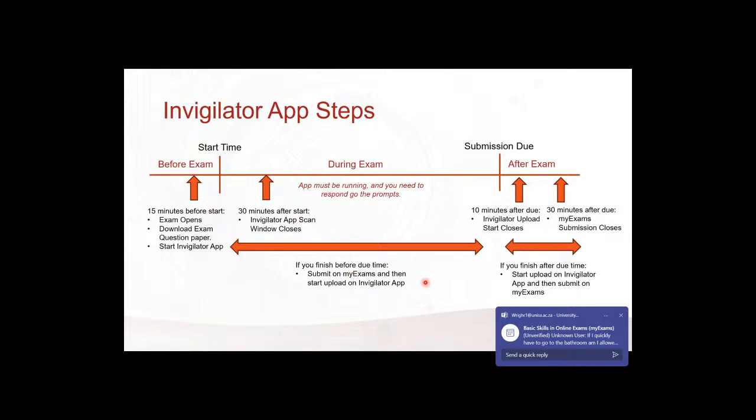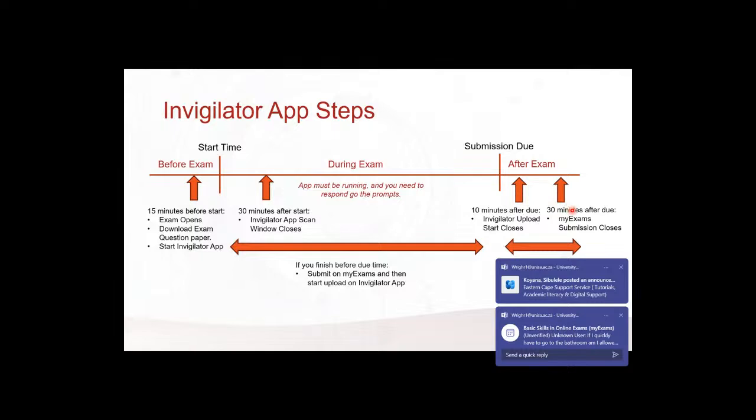Now, if you write all the way till 11, that means you must stop. You can't continue writing after 11. This is when you only get time for submission. So on the Invigilator app, you get 10 minutes to scan your documents. That means you're taking photos with the app, each page, and you start the upload process. So for this, you get 10 minutes to do that scanning.